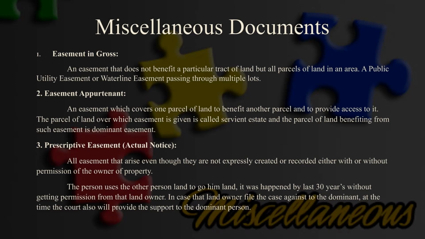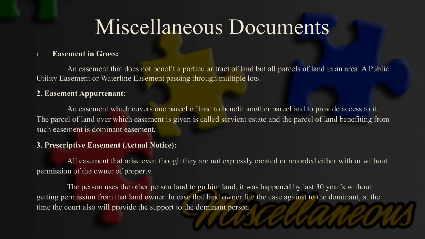An easement that does not benefit a particular tract of land but all parcels of land in an area. A public utility easement or waterline easement passing through multiple lots. Examples of public utilities are water line, gas line, electricity line, drainage lines, etc.